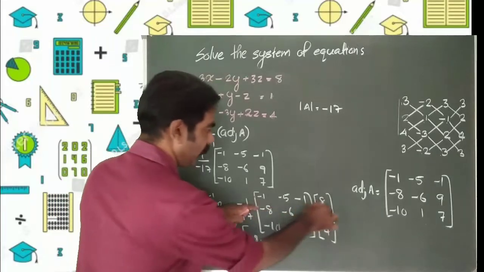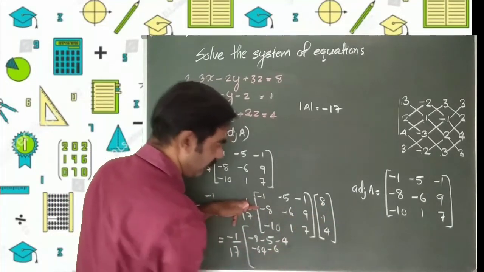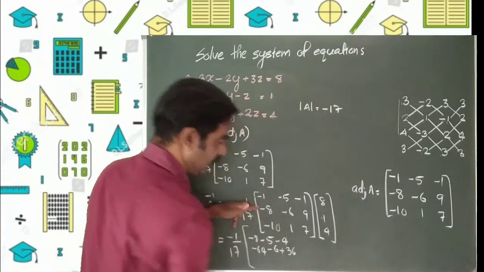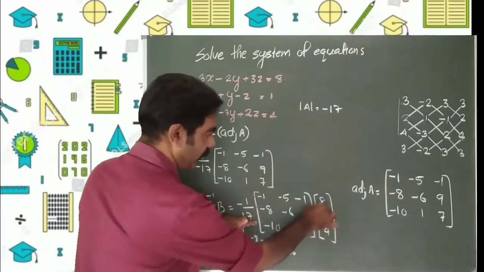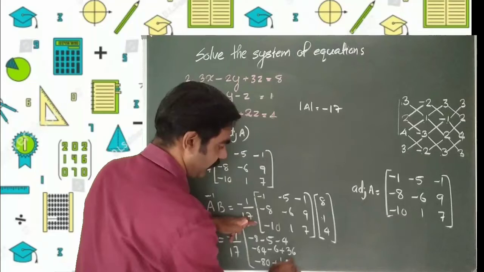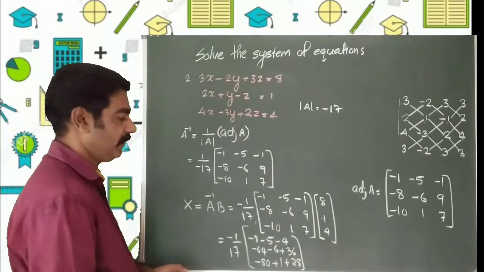Then minus 8 into 8, minus 64. Minus 6 into 1 is minus 6. 9 fours are 36. Again minus 10 into 8 is minus 80. 1 into 1 is 1. And 7 fours are 28. So what is the answer here?